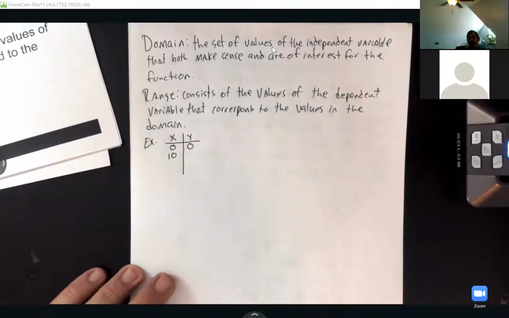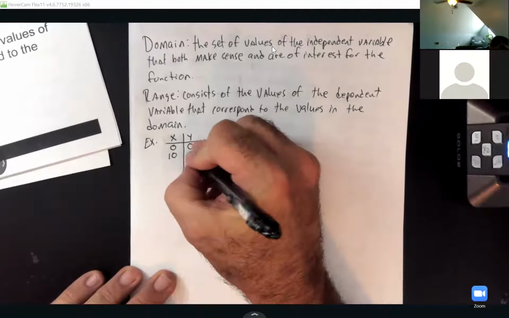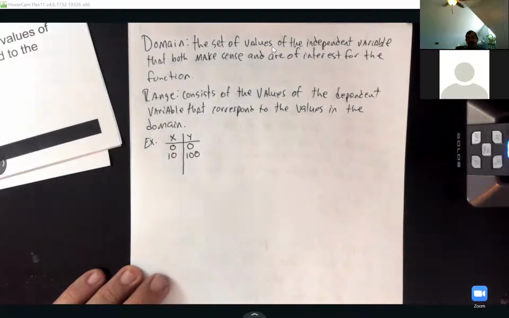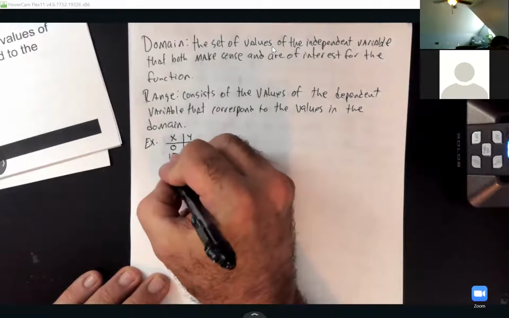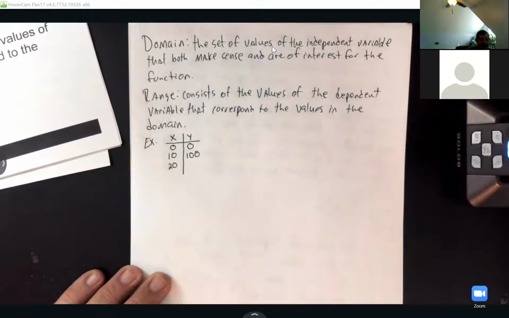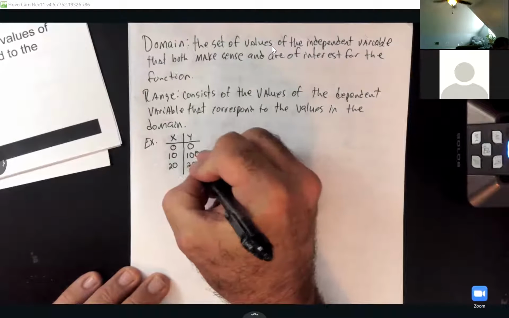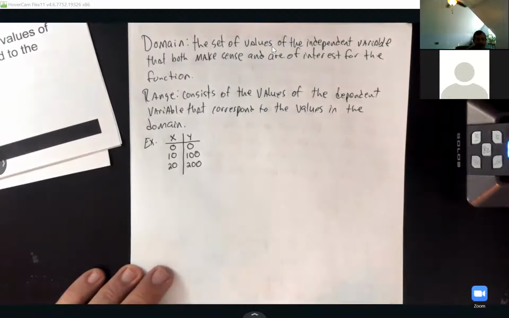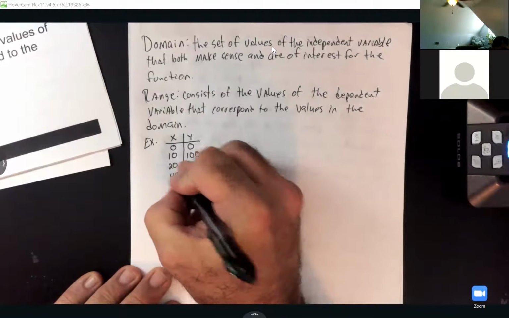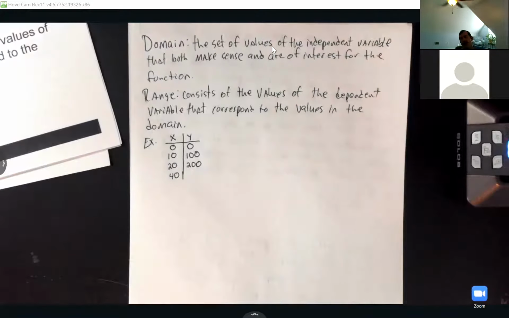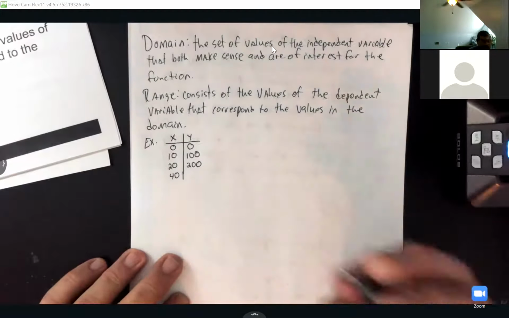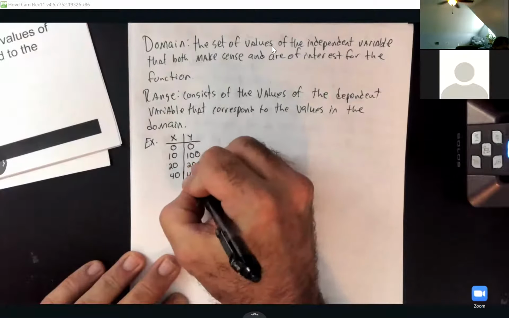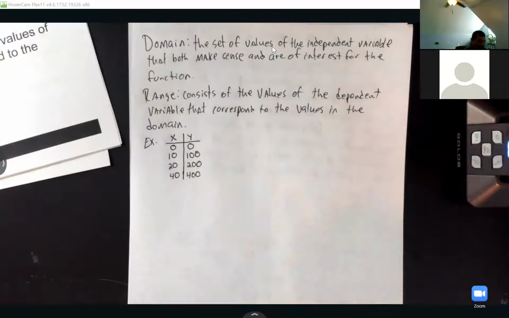So if I make $10 an hour, if I work 10 hours, that would give me $100. And we'll do 20. If I did 20 hours, that would be 200. So let's go up to 40. And we're going to say this job, you cannot work any overtime, okay? So 40 would be the maximum hours I can work at this job. So 40 hours times 10 would give me a $400 paycheck. So that's my data table.